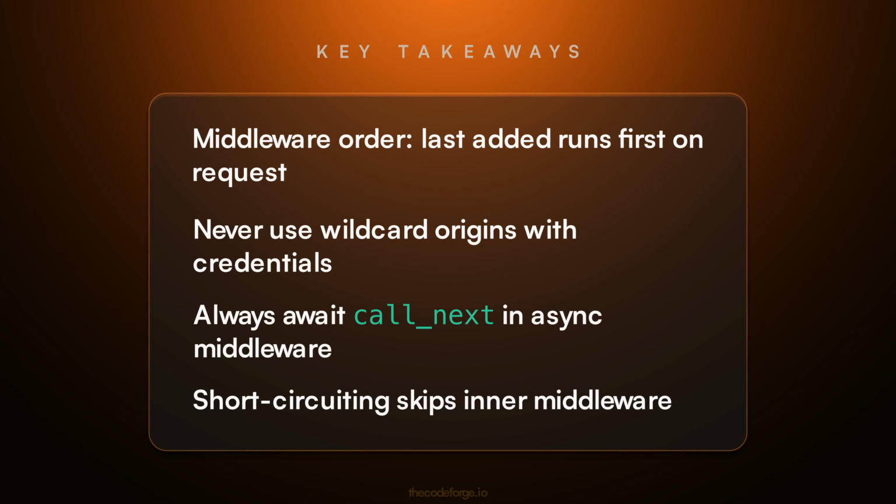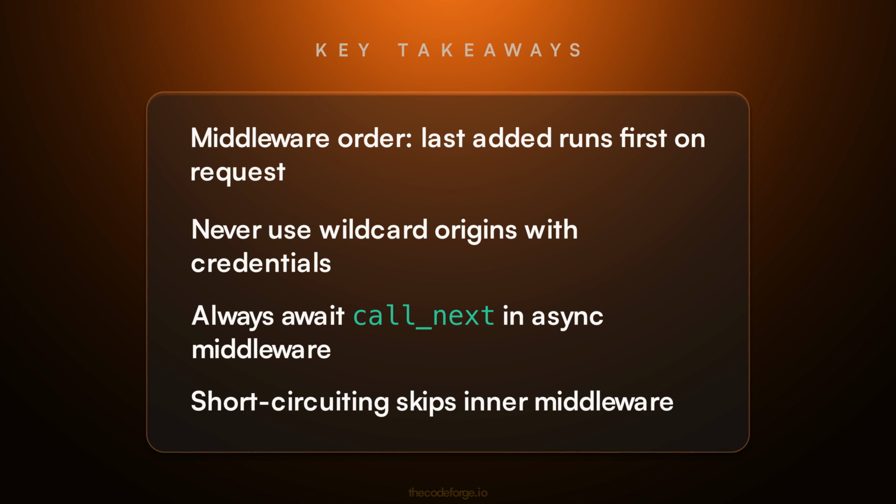To wrap up, remember the onion model, avoid wildcard with credentials, always await call next, and test thoroughly. Middleware is powerful but requires careful ordering and testing.